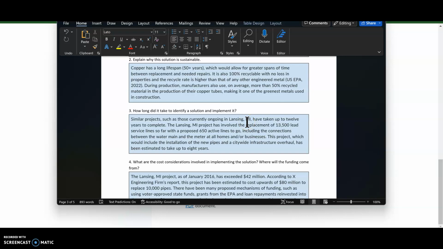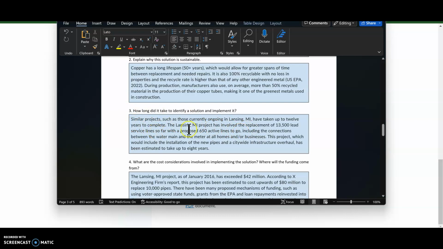You may have to go and find outside information. You may not be able to find all of your information from the 2 peer-reviewed articles. You may have to use more than that. And I even kind of say that in the announcements. But you want to find something that would talk about an estimate of how long it would take to implement it. So like, for instance, in this one, it's taken up to 12 years to complete.